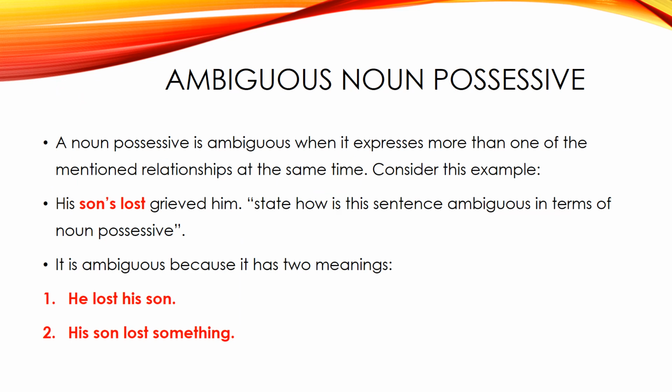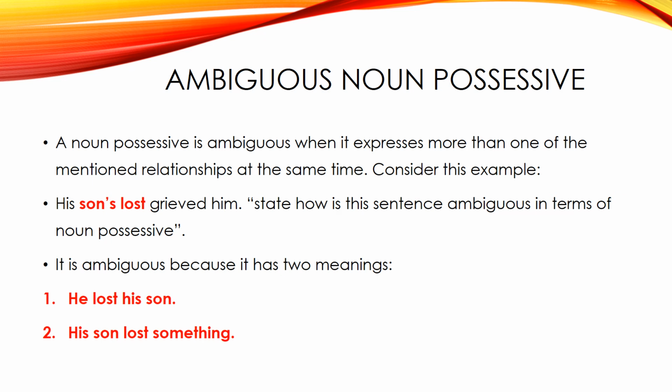Now, as you've seen in number 2 in the previous exercise, a noun possessive and its follower may have more than one relationship. Okay? عندكم هذا المثال جدا واضح يبين لكم الambiguity. مثلا, consider this example. His son's loss grieved him. خسارة ابنه أحزنت. هنا state how is this sentence ambiguous in terms of noun possessive. Okay. His son's loss grieved him. خسارة ولده أحزنت. هسه حتى لو بالعربي in Arabic it is obvious.